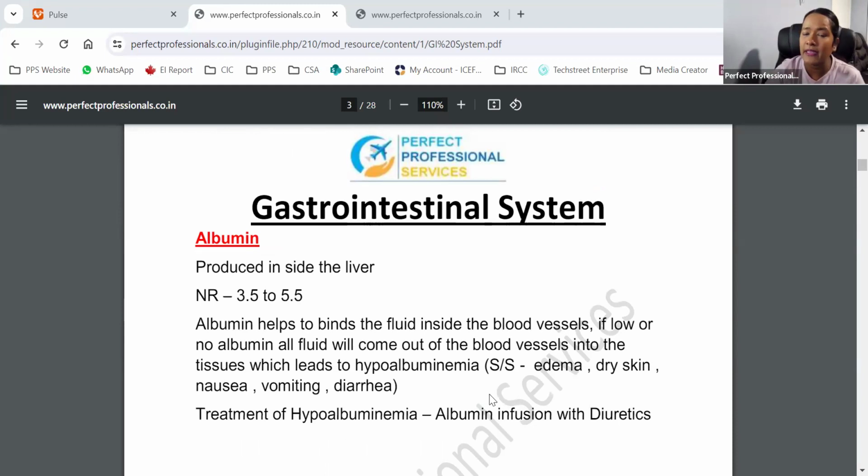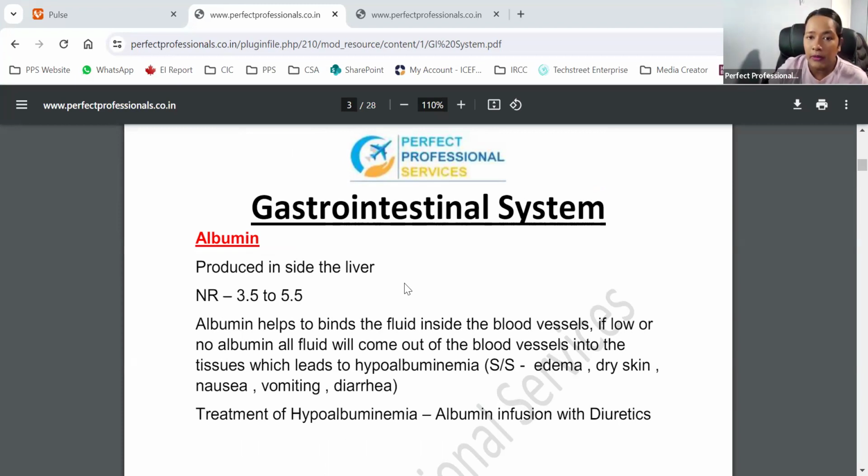Albumin is produced inside the liver. The liver made the albumin. Normal range of albumin is 3.5 to 5.5. Now, what does albumin do? Albumin helps to bind the fluid inside the blood vessels.